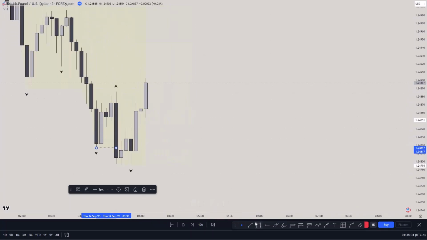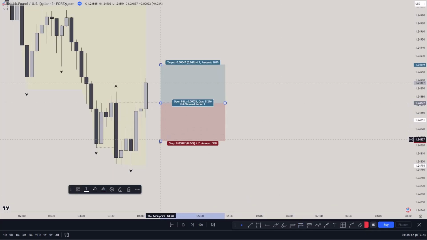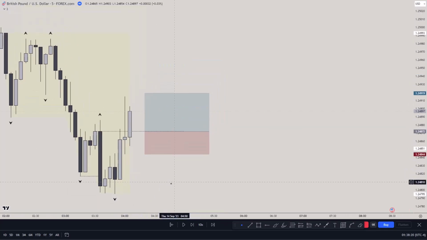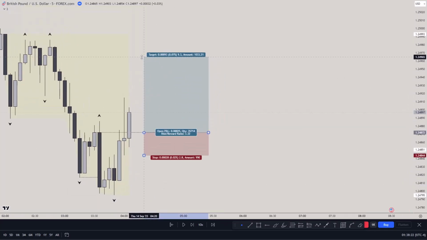So we have a potential breaker block entry here. Something like this. So long position here. Stop loss below this low. I'm not gonna have it below this low because it's just too low. So below this low, and then 2.5. Okay, so let's do 2.5.